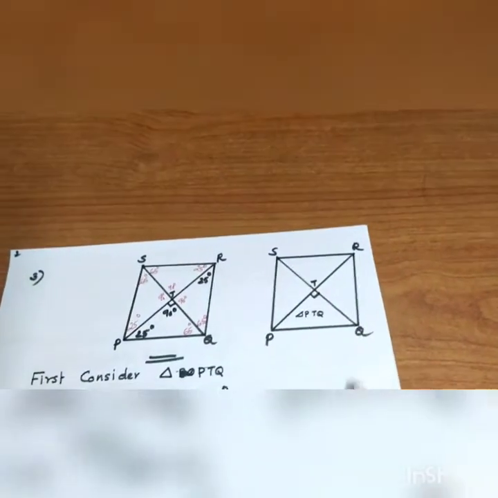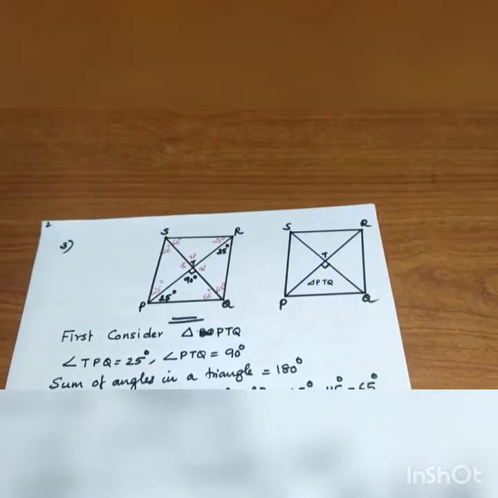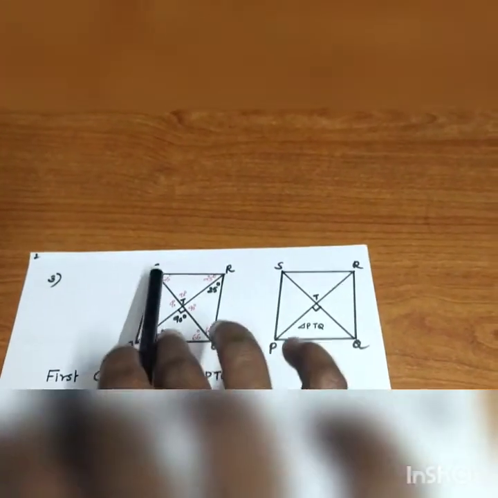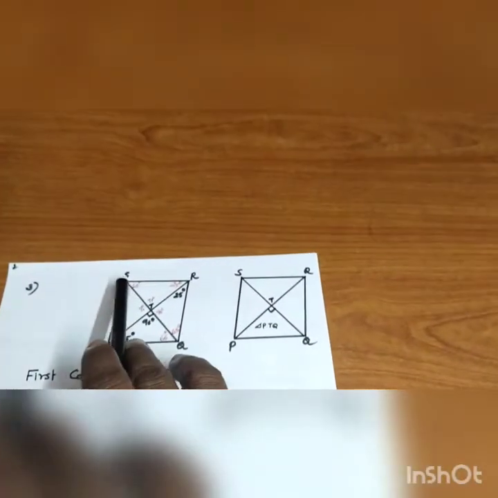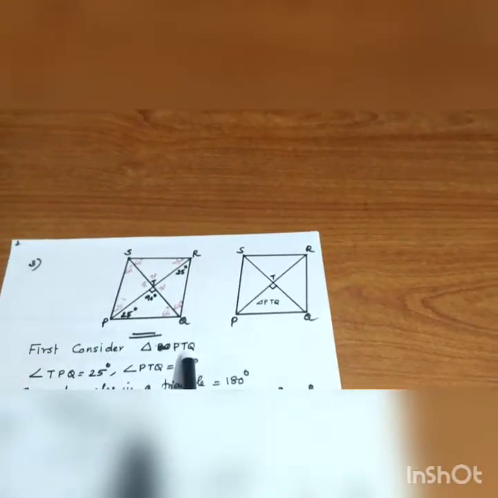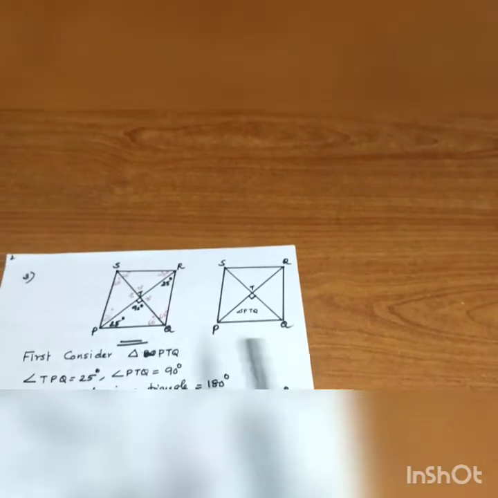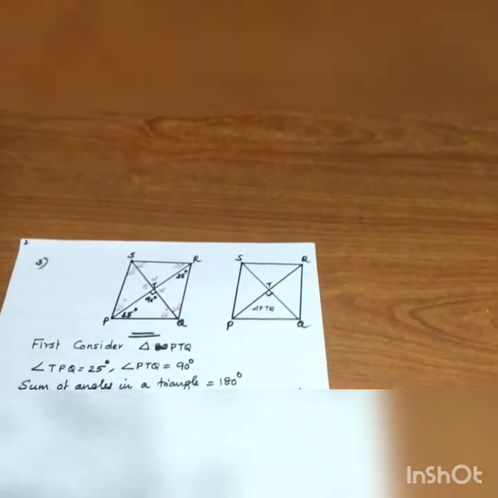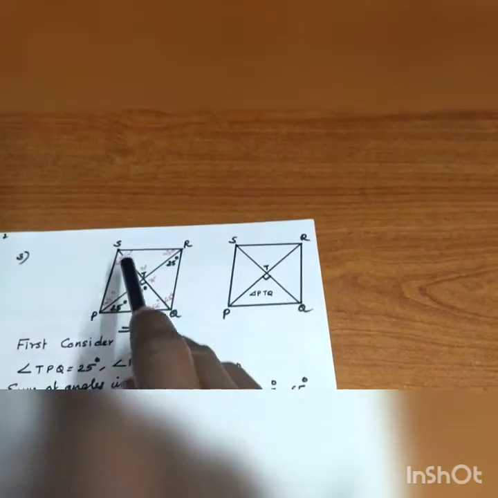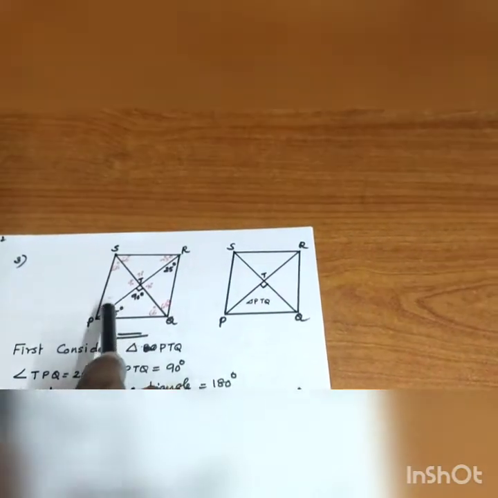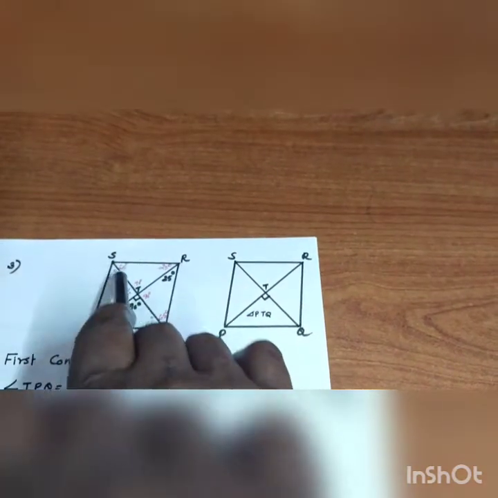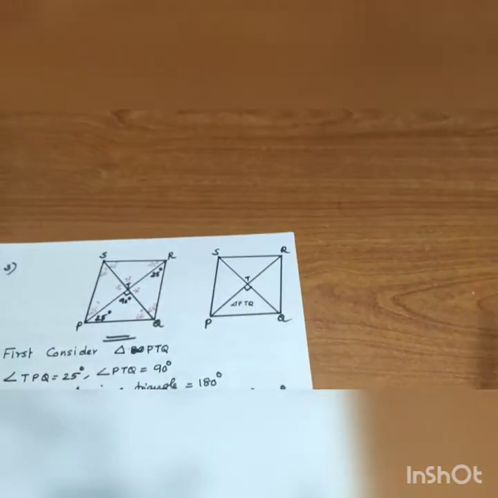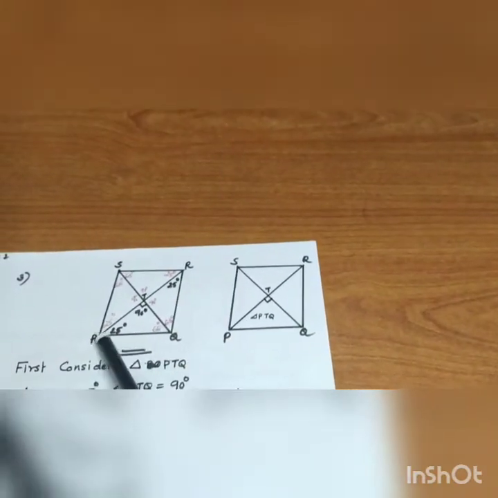Third question, we are given a parallelogram and the opposite corners are joined together. The line joining the opposite corners is called diagonal. The line joining the opposite corners of a parallelogram or a quadrilateral is called diagonal. Therefore, here is a parallelogram and here we can also see the two diagonals.